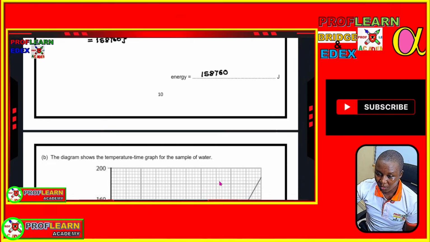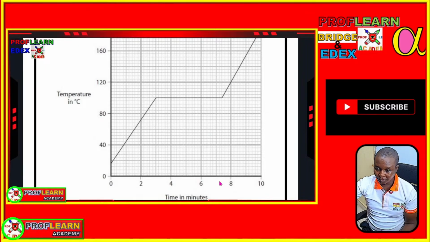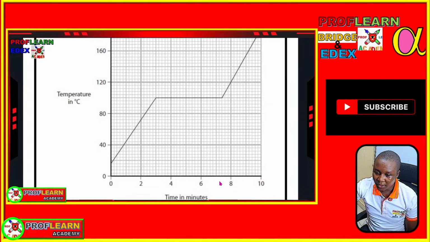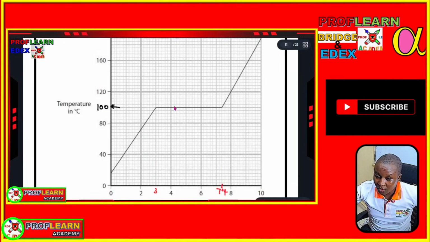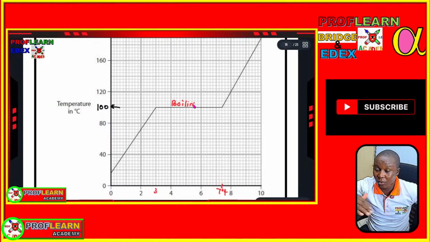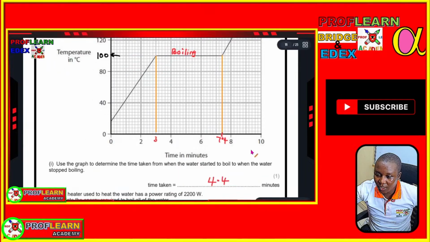The diagram shows the temperature-time graph for a sample of water, and we are supposed to identify the time when boiling is taking place. We can see here it is between these points, and this is 7.4, so the time is 7.4 minus 3, which is 4.4 minutes. This is where there is a change of state, and of course we are just reading these values here so that we can get our answer in that case.